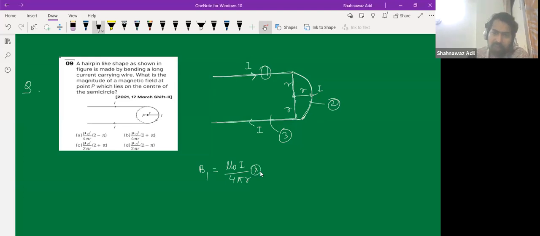Okay. Now, how much would be the magnetic field due to the second component? Okay, this is a semicircle. So what would be the magnetic field due to the semicircle?